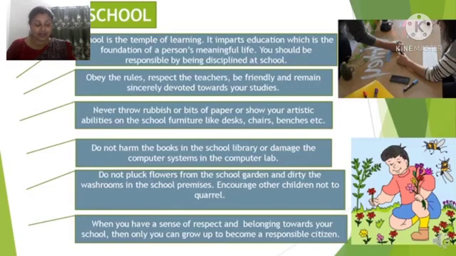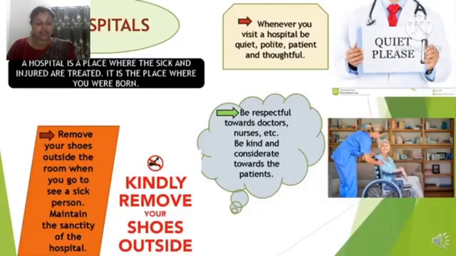Then after, the next topic is hospital. What a hospital actually is: a hospital is a place where sick and injured people are treated, and it is the place where we were born. The rules and norms of hospitals are, whenever we visit a hospital, we should be quiet, polite, patient and thoughtful, and be kind and considerate towards the patients.